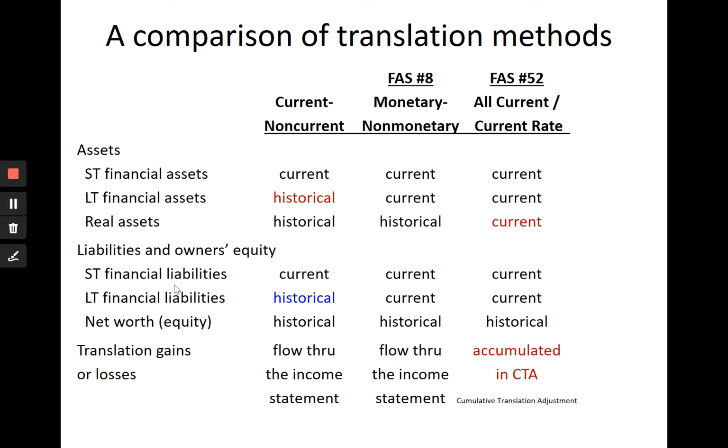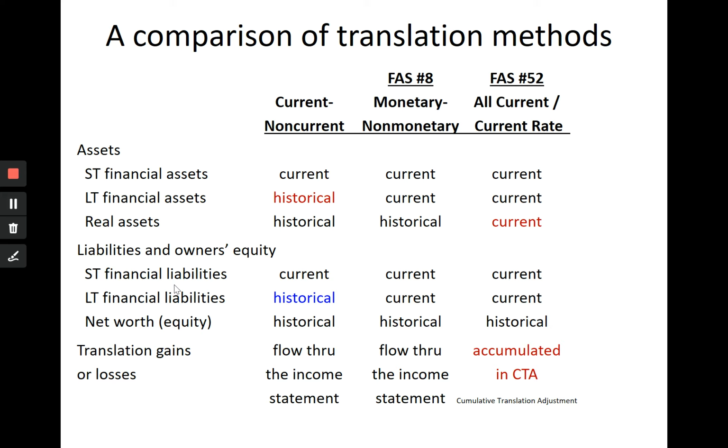Then we go to liabilities and owner's equity. Again, short-term financial liability, similar to short-term financial asset, it's easy. Every method of translation translates it at the current exchange rate for this period. Long-term financial liability is the mirror image of long-term financial asset, and the same thing applies. The current non-current method says this is long-term, so it's non-current, and uses the historical exchange rate. Every other method uses the current exchange rate to translate this into our parent's currency.